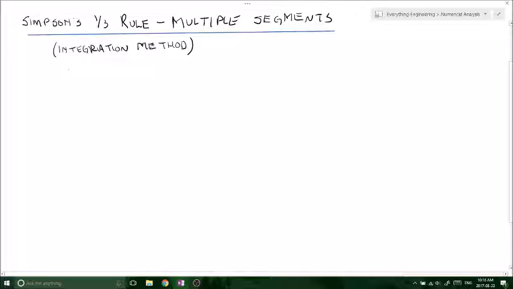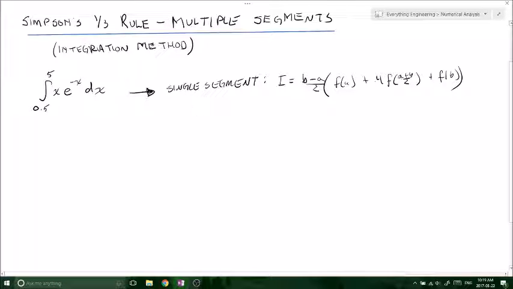To describe the multiple segment portion of Simpson's 1/3 rule, let's look at an example, compare the two, and then come up with the formula that way. If we're given a function, say x e to the minus x, we want to evaluate that from 0.5 to 5. If we do a single segment, just like in my last video, we use the same formula: b minus a over 6 times f of a plus 4 times the function at the midpoint plus the function at the end point.